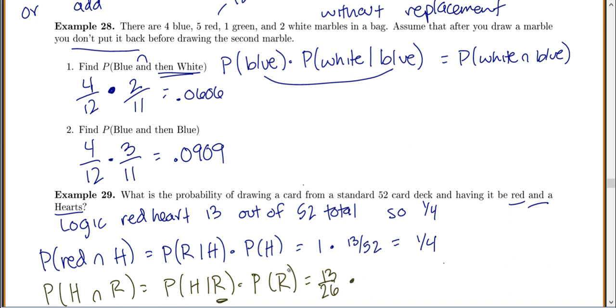And what's the probability that they're red? How many red cards are there in the deck? There are 52 cards. Half of them are red, so 26. And this gives you 1/4. Now you might have also thought of this as both of these probabilities being 1/2, and you would have been correct as well.